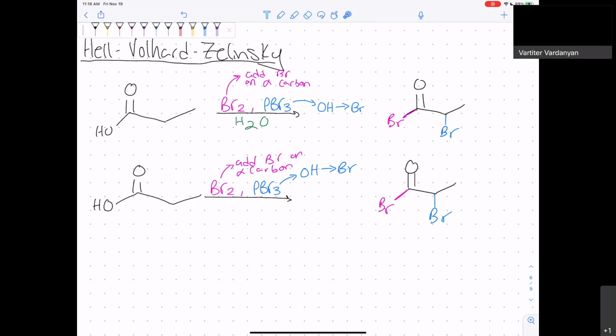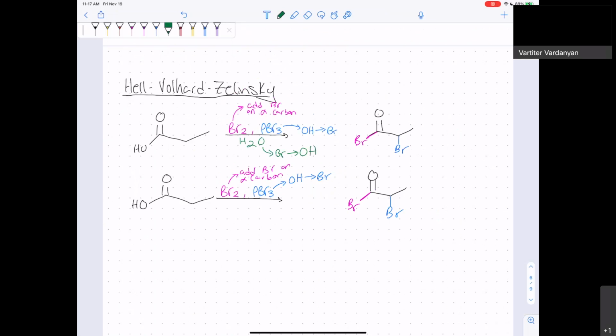For the top one, we have H2O left over. And now that we can visualize the intermediate, H2O can react with this guy because it's a what functional group? Acyl halide. Cool. And how reactive are acyl halides? Very, very reactive. So if we have this super reactive compound and we have H2O present, the H2O is going to replace the Br for an OH. So we're going to turn it back into a carboxylic acid.